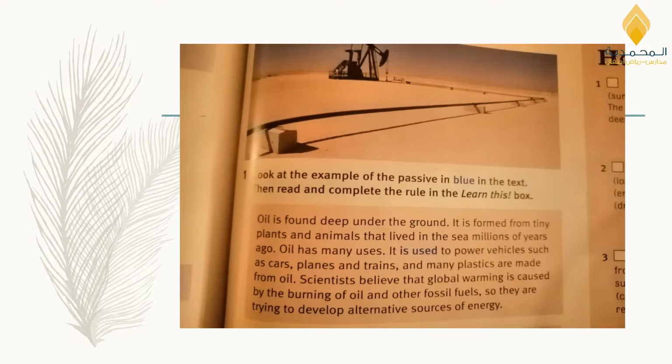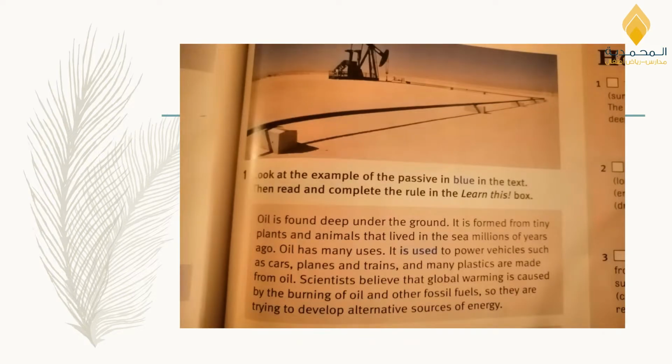Oil is found deep under the ground. It is formed from tiny plants and animals that lived in the sea millions of years ago. Oil has many uses. It is used to power vehicles such as cars, planes, and trains, and many plastics are made from oil. Scientists believe that global warming is caused by the burning of oil and other fossil fuels, so they are trying to develop alternative sources of energy.